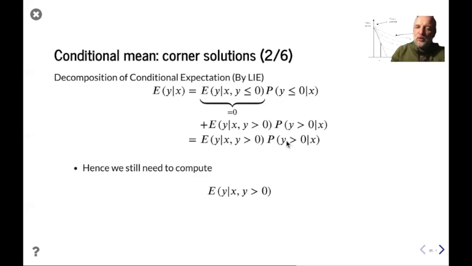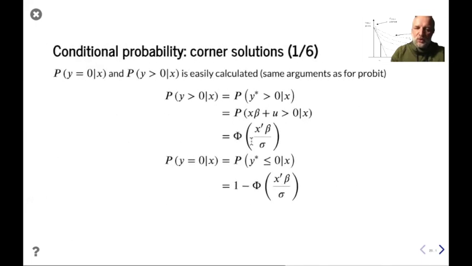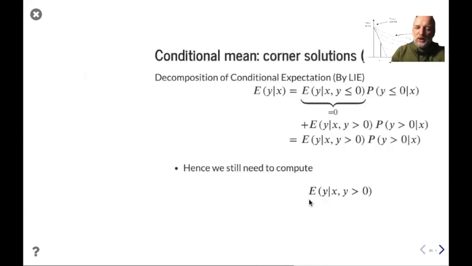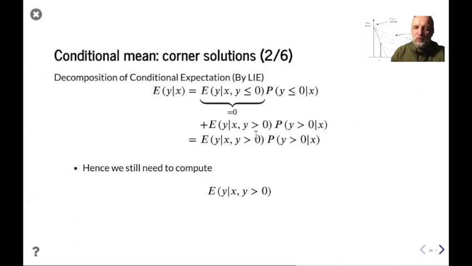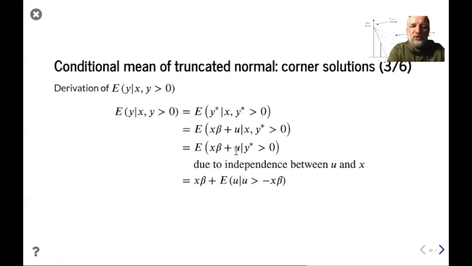So this is what we end with. We know this one, that was 1 minus the CDF of the standard normal, this term down here, but we need to compute the other one. So let's do that now. Here's the derivation. The first thing I'm realizing is that whenever the observed value of y is positive, then y is equal to y star. So I can just substitute in y star for y, and y star is x beta plus u.